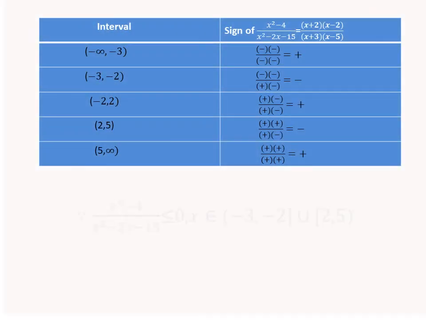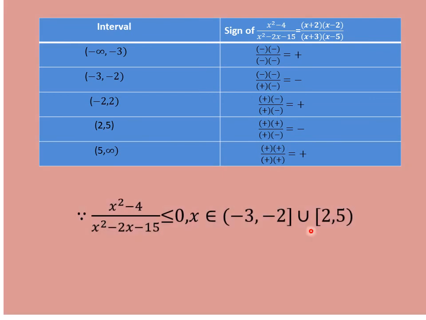So here we have the table. First interval is minus infinity comma minus 3. So the sign of x square minus 4 by x square minus 2x minus 15. If you factorize this like this, you will get, isn't it? So if you replace in this place, it will be easy for you. Minus infinity comma minus 3 means you can take minus 4. When we replace x by minus 4, what will you get here? Negative, negative, negative. So all the terms are becoming negative. So minus into minus is plus. Plus by plus means it is plus.